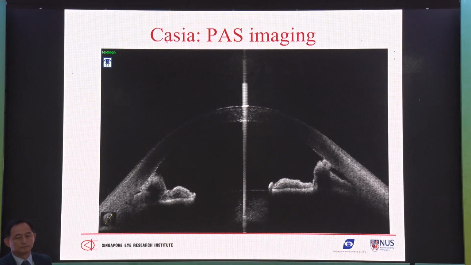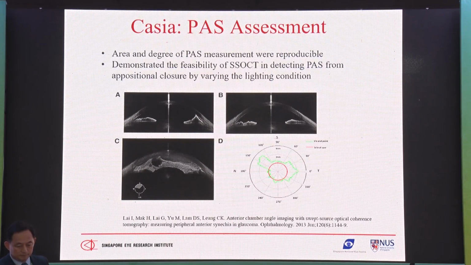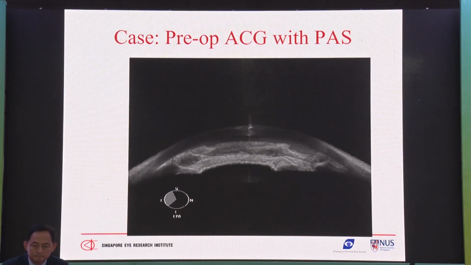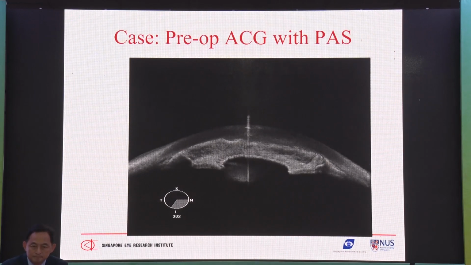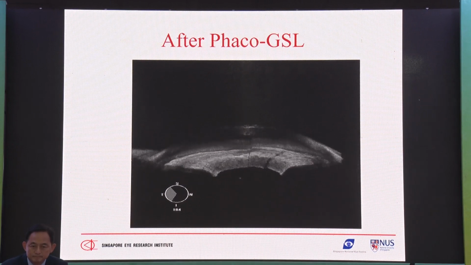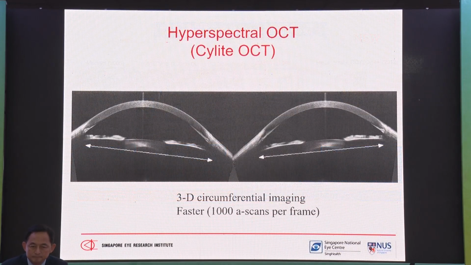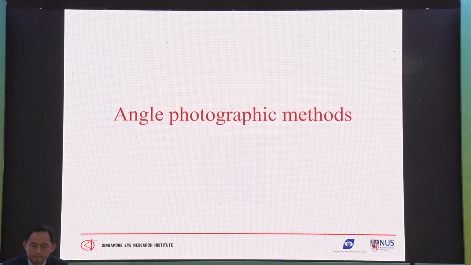The Casia can also be used to look at PAS imaging, as in this very extreme case. And again, Chris Leung from Hong Kong has published on how you can use the Casia to do PAS assessment. But I think in most cases in our practice, we don't need to use Casia. You can just do it clinically. And here's a patient with a pre-op angle closure with lots of PAS and after phaco goniosynechialysis. And of course, as in any other technology, there's now a hyper-parallel OCT that's being developed, and this is by Sci-Light. We're right now working with it, but I don't really see many advantages of this device compared to what we have at the moment.